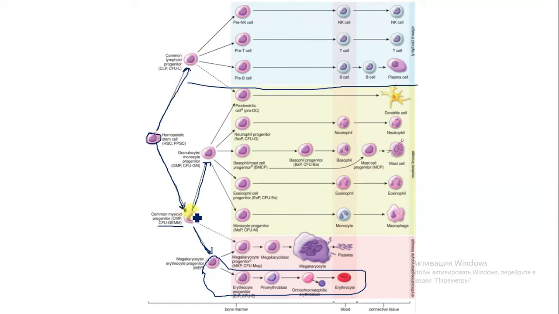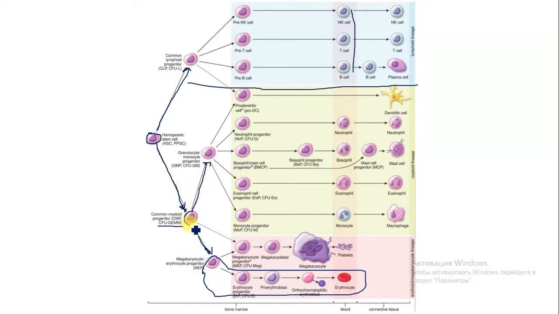The common lymphoid progenitor is responsible for the formation of three cell lineages: NK cells, T cells, and B cells, which in histological review are absolutely similar, and we can't find a morphological difference between the cells. We can find it only with the help of special stains. And then the other lineage is the myeloid progenitor.